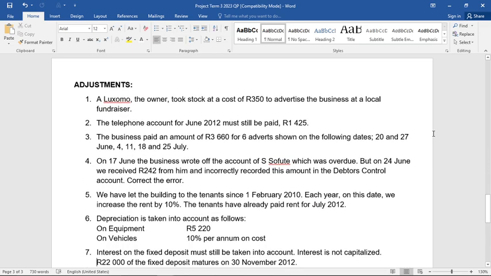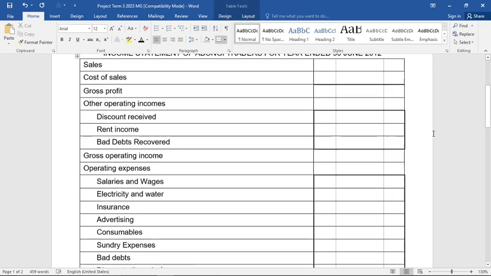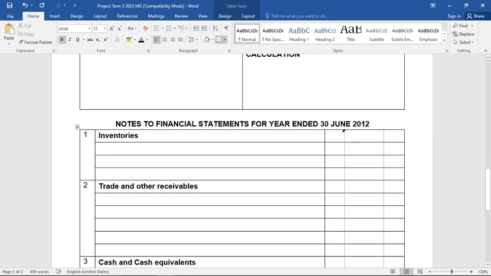Adjustment number 1. A. Lukomo, the owner, took stock at a cost of 350 Rand to advertise the business at a local fundraiser. So we have to now process this adjustment and take the 350 Rand to where it should go. Think about it. Right. First of all, because we're taking trading stock of 350 Rand, stock is in note number 1, inventories. So the first line is dedicated for trading stock. So under the first line, we'd have trading stock written, and then we would write what its opening value is.